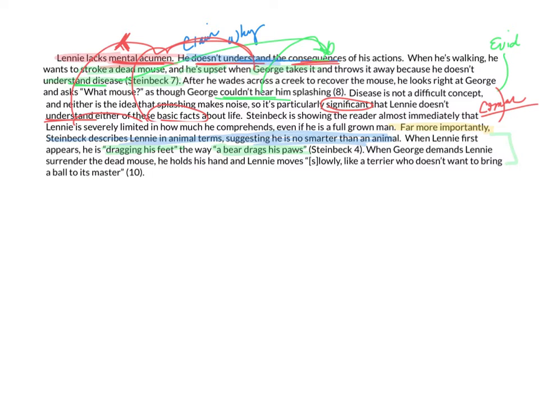I missed a word there. Sorry about that. He holds his hand out, and Lenny moves slowly like a terrier who doesn't want to bring a ball to its master. And if you remember, we talked about the fact square brackets are used when you change something inside a quote only to make the grammar correct. Now, the only difference that you can make grammar-wise with a single letter is capitalization. So that tells you originally this was a capital S, which meant this was the first word in a sentence. But of course, we've now embedded it. So the evidence is now embedded.